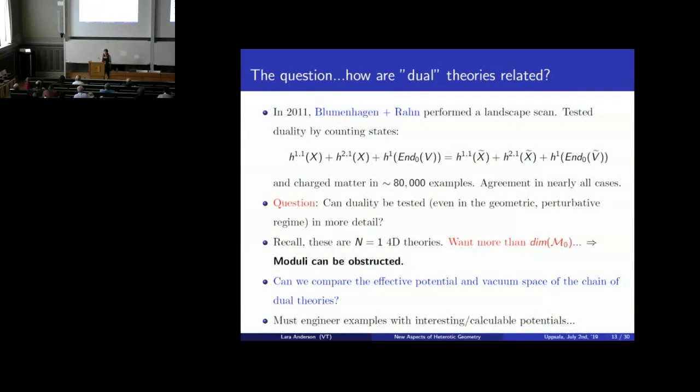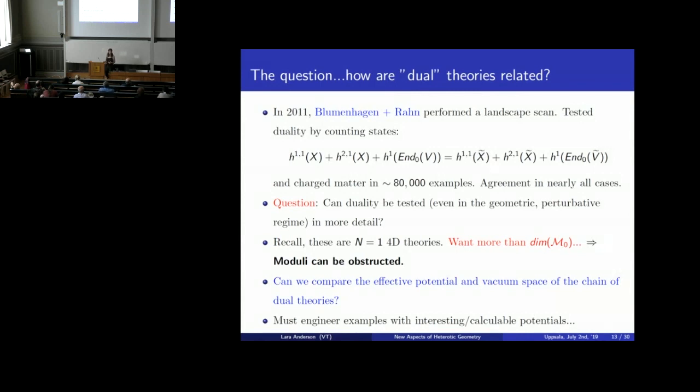So we want more than the naive dimension of the moduli space, which is the sum of the Calabi-Yau moduli and the bundle moduli. You want to say, can I actually calculate the full infinitesimal directions of moduli? Can I understand the obstructions? And does that actually get mapped across this duality as well?